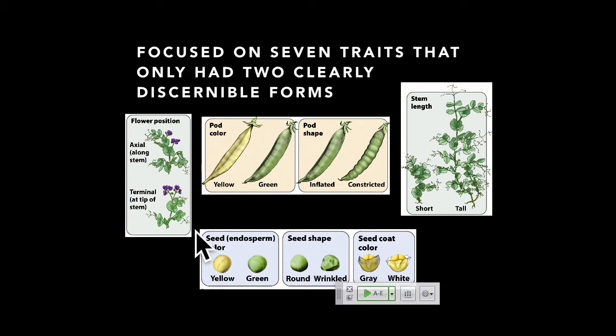Well, to make it even more lucky, there's only seven sets of chromosomes in the pea plant. So he was lucky enough to choose traits that were controlled by genes where each trait was on a different chromosome.